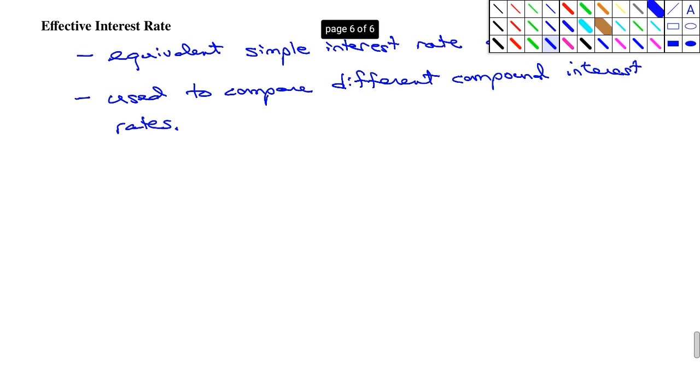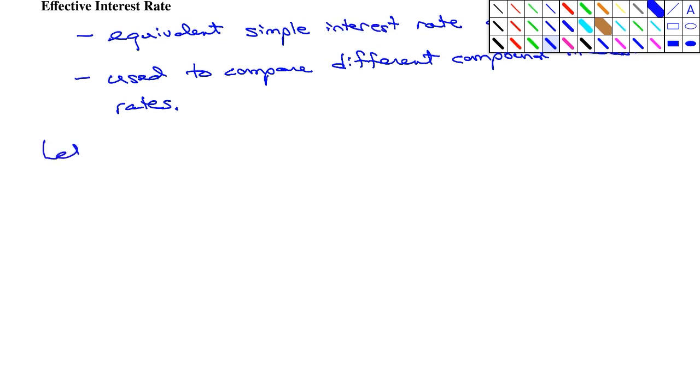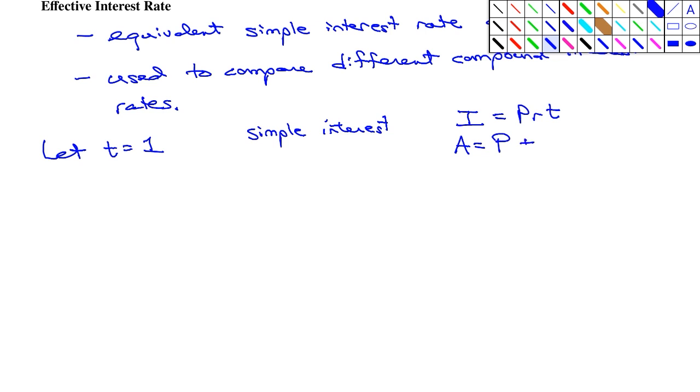So basically we let t equal 1. In case you've forgotten the simple interest formulas, let me give those to you real quick here. So interest is equal to PRT: the principal times the rate times the time. And then the amount in the account would just be the principal added back to the interest, which is P times 1 plus RT, when you factor out the P.